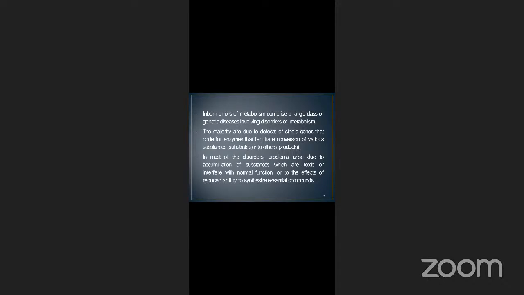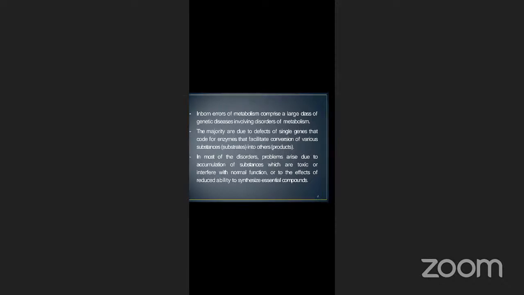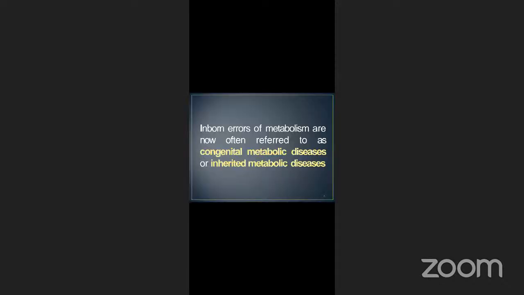Inborn errors of metabolism are genetic diseases where enzymes usually are altered. When the enzyme is altered, the substrate cannot get converted to product, so the normal function is disturbed and we get a disturbed phenotype. Inborn errors of metabolism are referred to as inherited metabolic diseases or congenital metabolic disorders. That means we usually get them by birth.